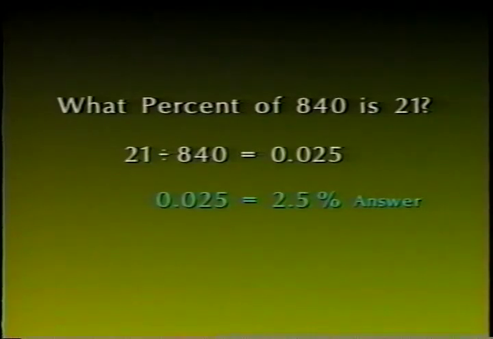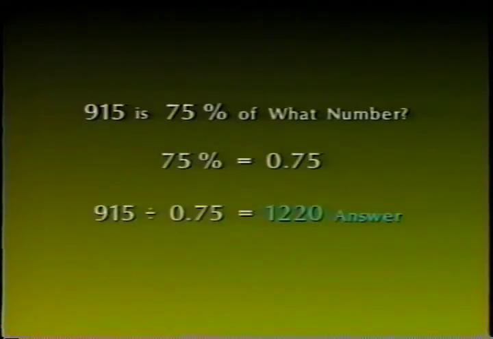We have already seen how to determine the percentage when given the base and rate. Now let's look at the next one, finding the percent given the base and percentage. In this graphic, let's determine what rate or percent of 840 is 21. Just divide 21 by 840, which equals 0.025, or when the decimal point is moved 2 places right, 2.5%.